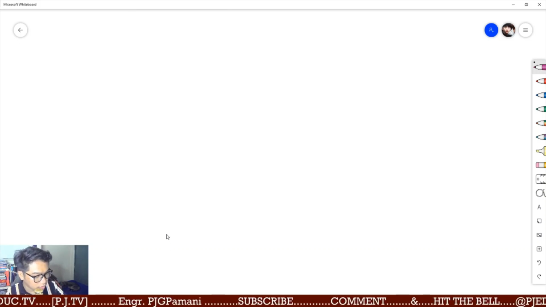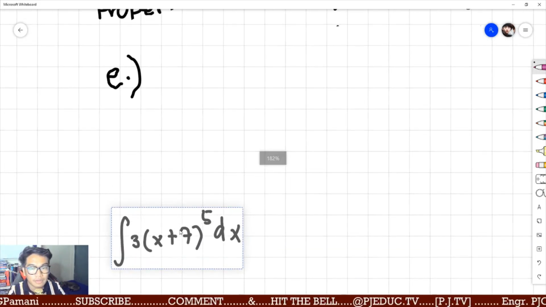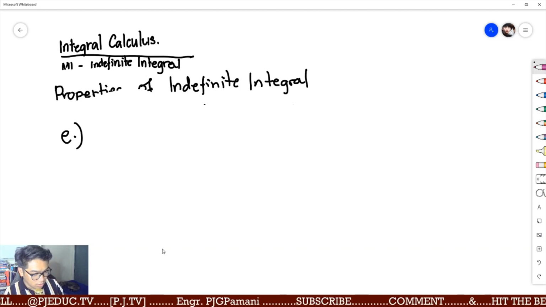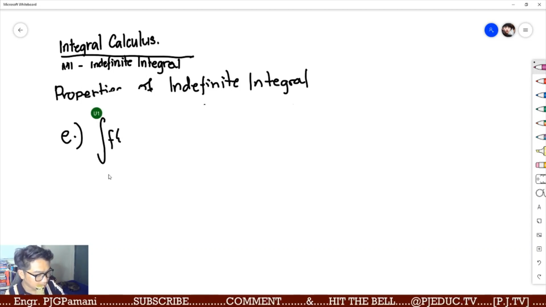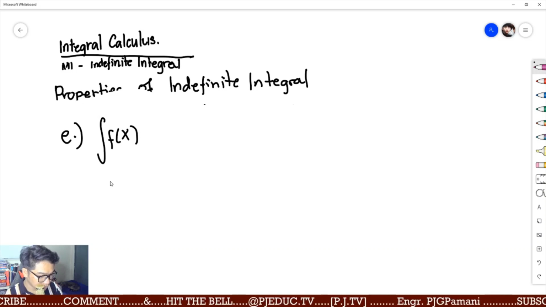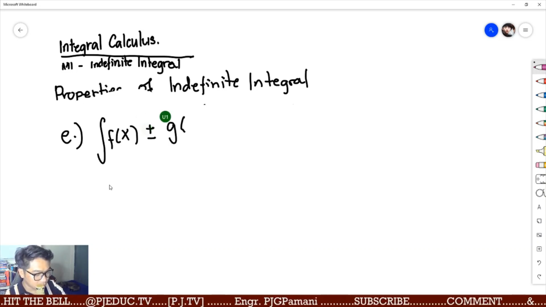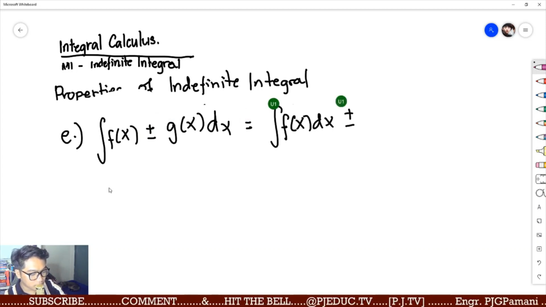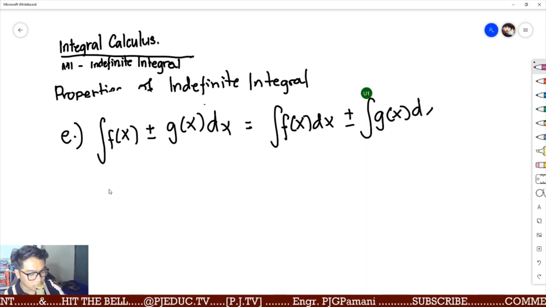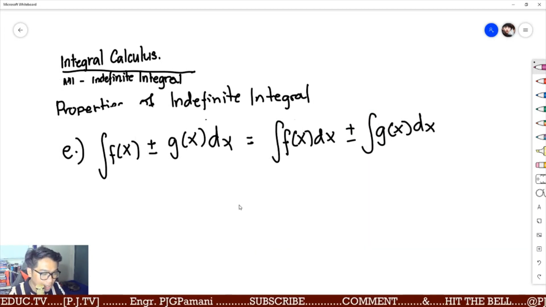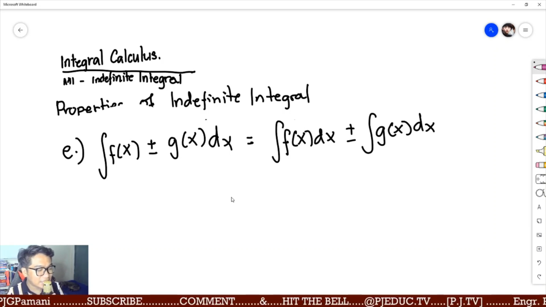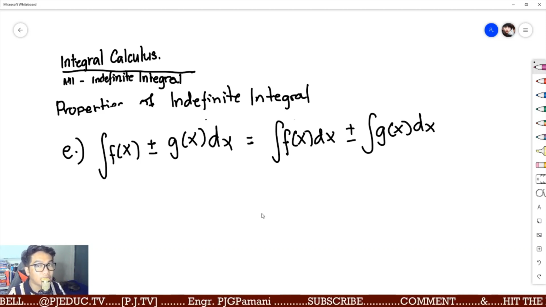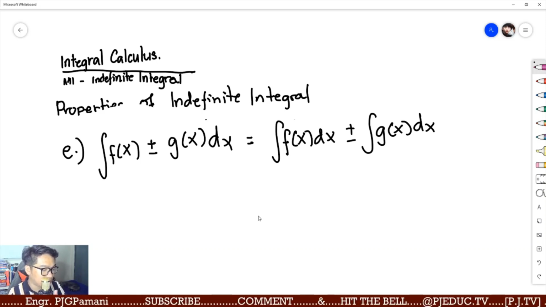Now, the next property of indefinite integral is that the integral of f(x) plus or minus g(x) dx is simply equal to the integral of f(x) dx plus or minus the integral of g(x) dx. So this one basically dictates that the integral of a sum or difference of functions is the sum or difference of the individual integrals. So basically, distribution lang ng integral sign. Kagaya ng ginawa natin kanina.